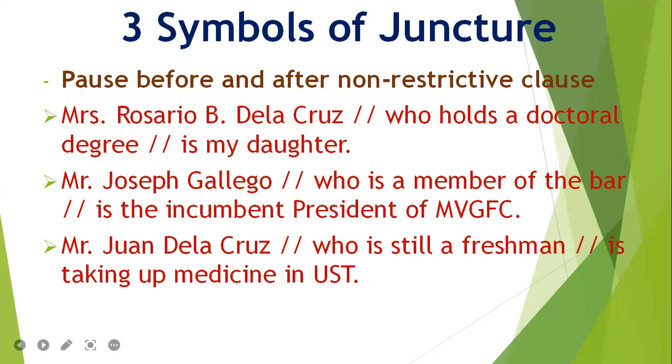Second sentence, Mr. Joseph Gallego, who is a member of the bar, is the incumbent president of MVGFC. And then Mr. Juan de la Cruz, who is still a freshman, is taking up medicine in UST.